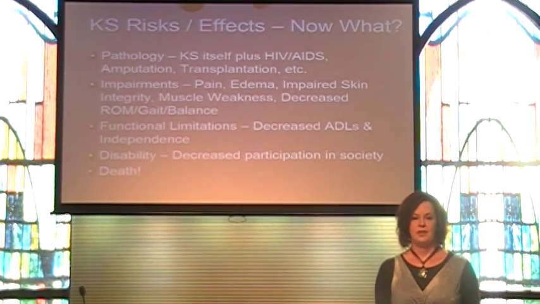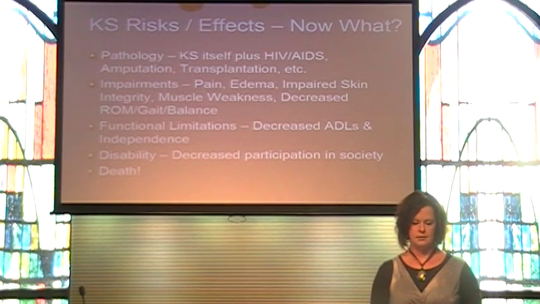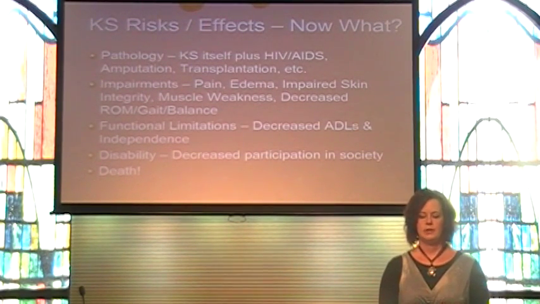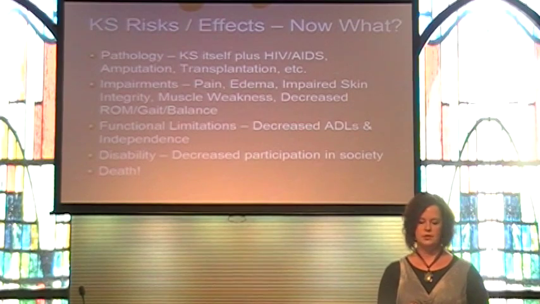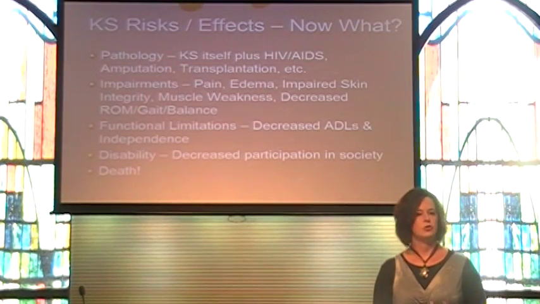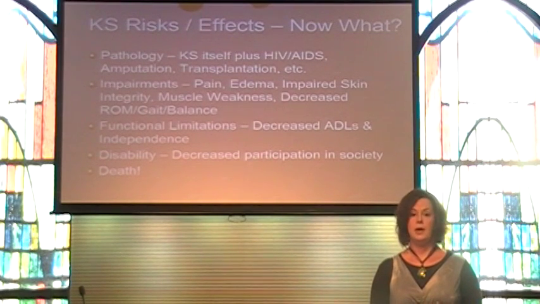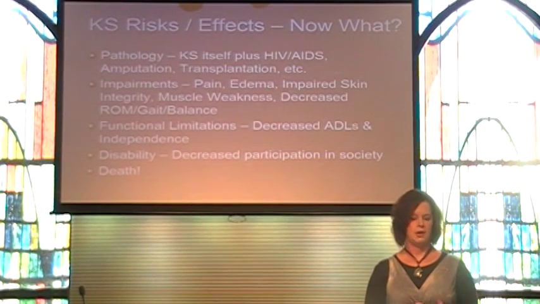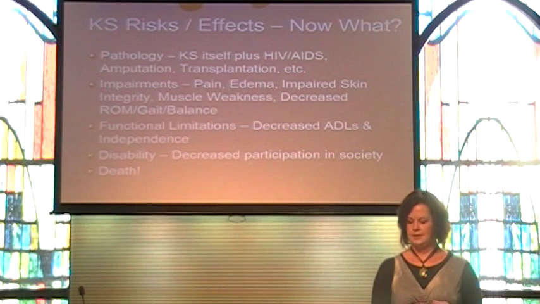Why don't we break this down in regards to the Nagi model of disablement? In regards to pathology, it is the KS and what we've described, plus secondary pathologies like HIV, amputation, transplantation. Impairments include pain, edema, impaired skin integrity, muscle weakness, and decreased range of motion, gait, and balance. Functional limitations would be decreased activities of daily living and independence. Disability would be their decreased participation in society.